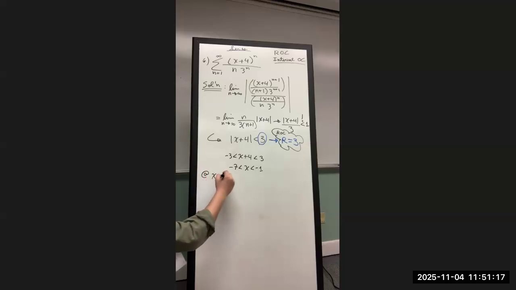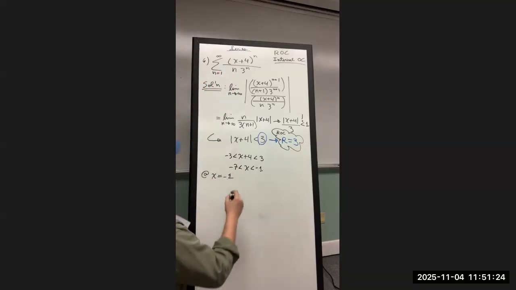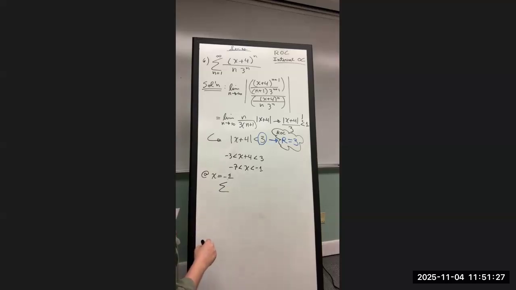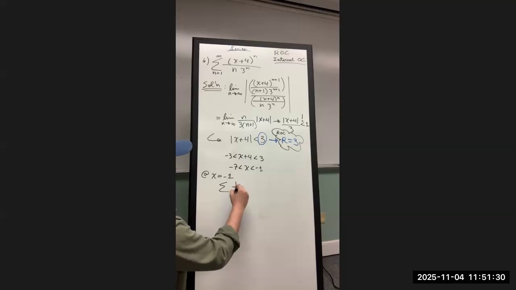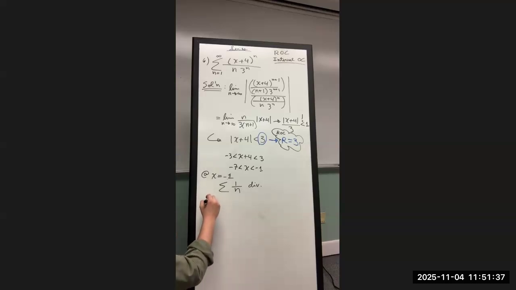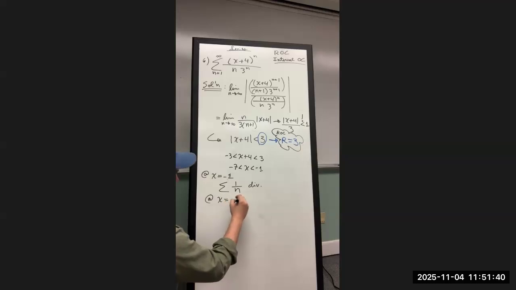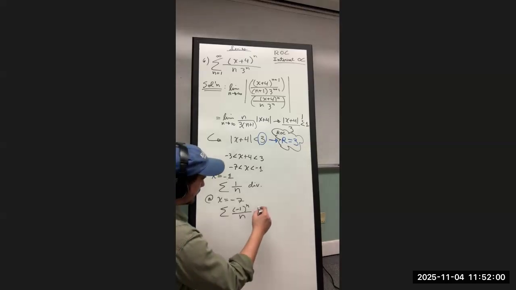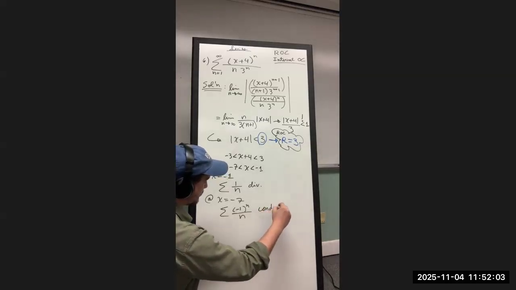So what happens at x equals -1? We plug in -1 into the series up here, and you'll just get 3 to the n. It'll cancel out with the other 3 to the n. So you're just going to get a harmonic series, which we know is divergent. If we test at x equals -7, then what are we going to get? When we plug in -7 up there, we're going to get a -3 to the n. So we can pull the -1 out of that, get a -1 to the n. The other 3 to the n will cancel, and we'll get -1 to the n over n, which is an alternating harmonic series, which we know is conditionally convergent.